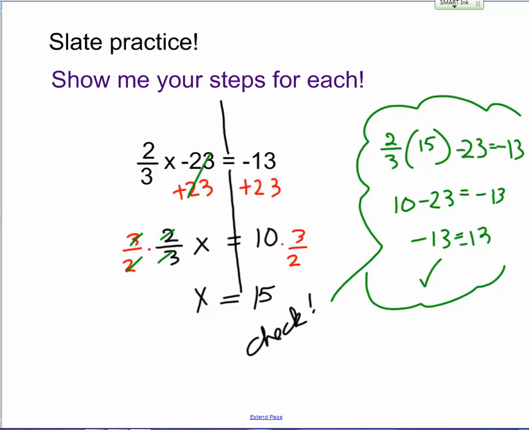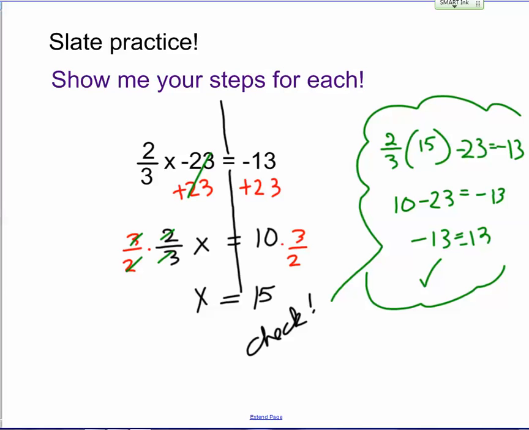And then you did this practice on your slates and showed me your steps. And all of you did this pretty well. You added 23 to both sides first. You always undo that addition or subtraction. Then we multiplied both sides by the reciprocal of 2/3, which is 3/2. This is all a 1. Take it out. 1 times x is x. And 10 times 3 is 30. Divided by 2 is 15.